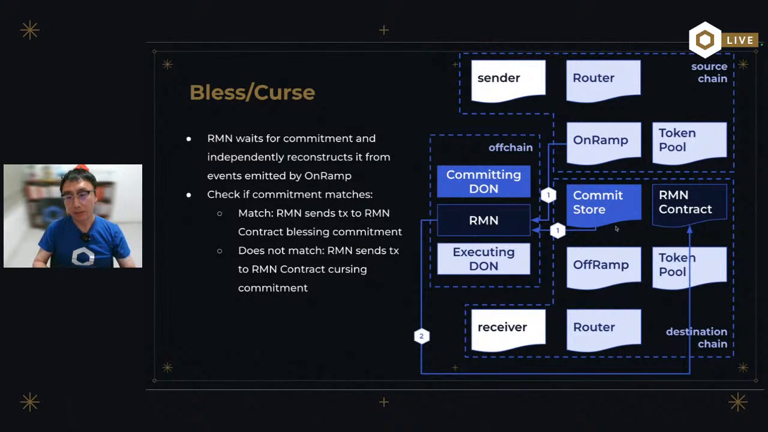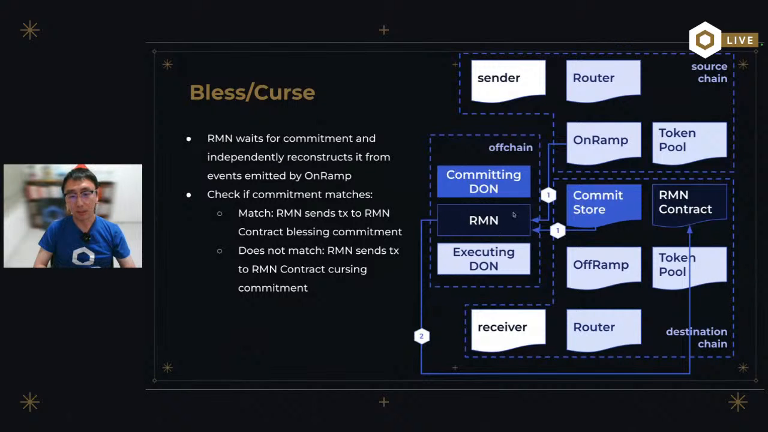If the results match, the RMN will send a transaction to the smart contract called the RMN contract to say that this commitment is valid and I certify this commitment. But if the crypto proof and the Merkle tree root do not match, the RMN will send a transaction to the RMN smart contract to say that there is one commitment in the commit store that is not certified, and I will curse that, and there is no execution following that.